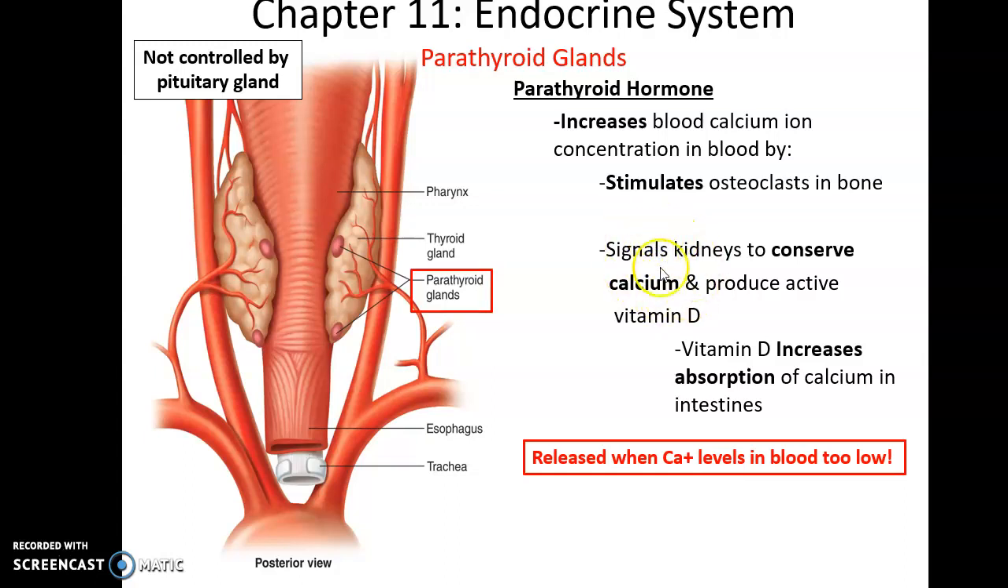Parathyroid hormone also goes to the kidneys. And in the kidneys, it stimulates the kidneys to conserve calcium ions. So less calcium is released in urine. And it also signals the kidneys to produce and release the active form of vitamin D. Vitamin D will then go to the small intestines and increase absorption of calcium from the foods we eat. So we release more calcium from the bones. We conserve calcium from the urine, and we increase the amount of calcium absorbed in the intestines.